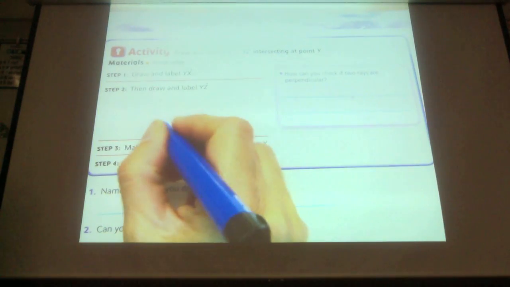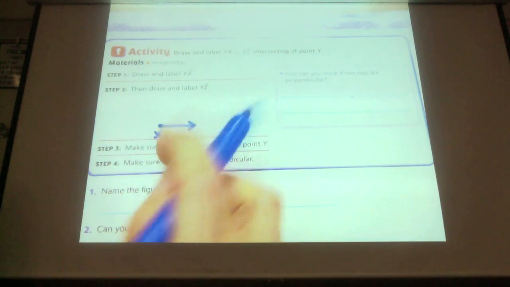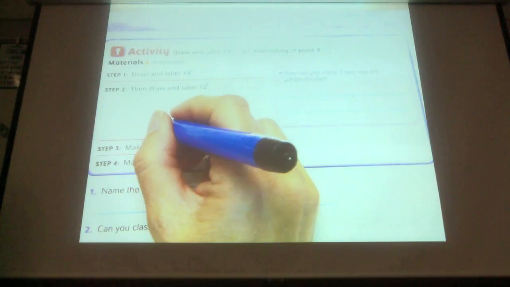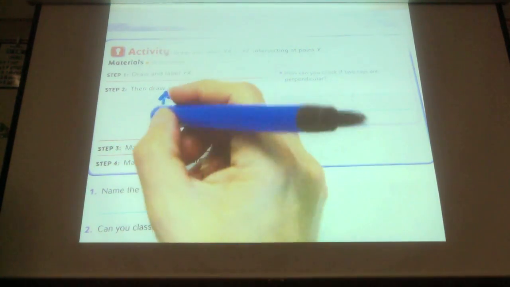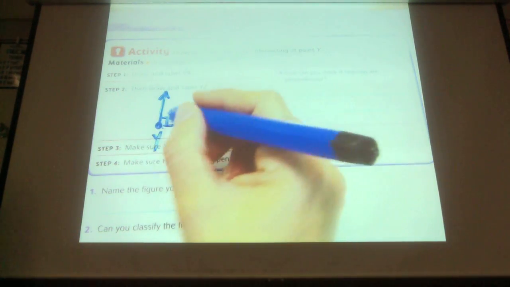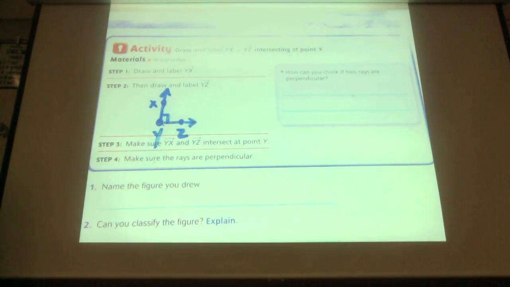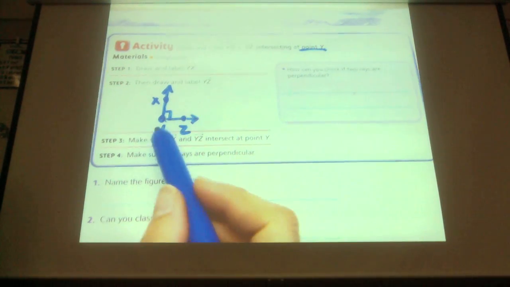So I'm first going to draw my ray YZ. Go ahead and draw your other ray straight up. Because they have to be perpendicular and meet at a right angle, I have to draw it straight up, or straight down would have worked. And I'm going to label it. Now remember, they connected at what point? Y. Okay, so it tells you right here, they intersect at point Y. So look, they intersected at point Y.